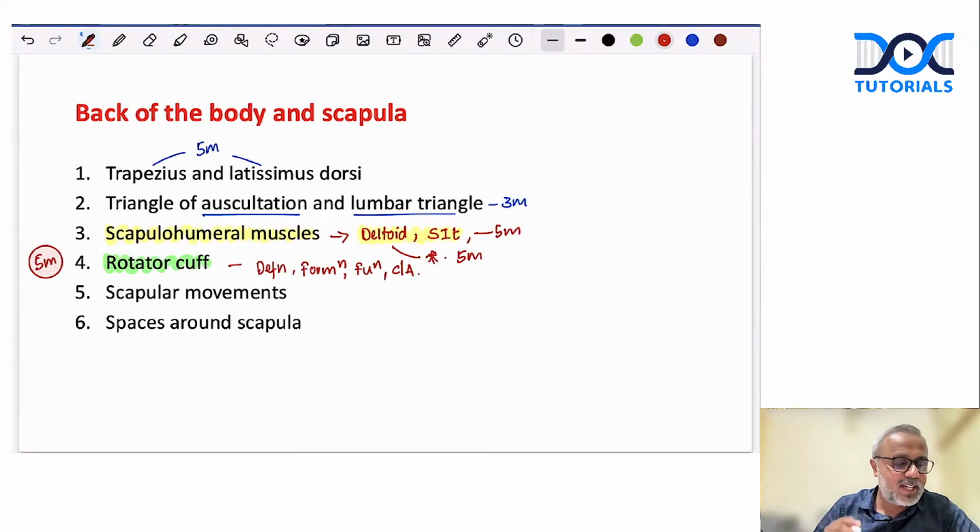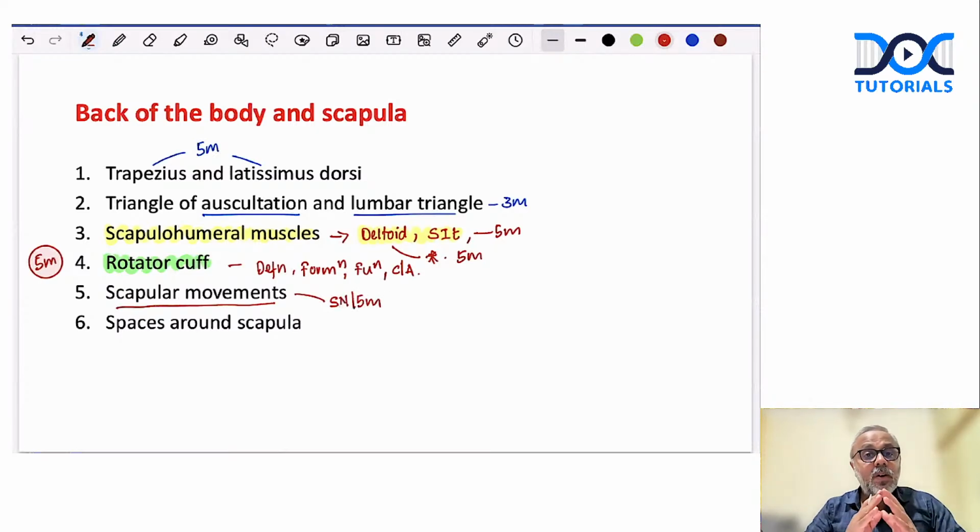So after discussing the rotator cuff, the next important topic we have is the movements of the scapula. This is also an important short note, or a 5 marker. What are the movements that occur at the shoulder joint, and what muscles bring about these movements? What are the movements that the scapula is capable of, and what muscles can bring about these movements is a very important 5 marker again.